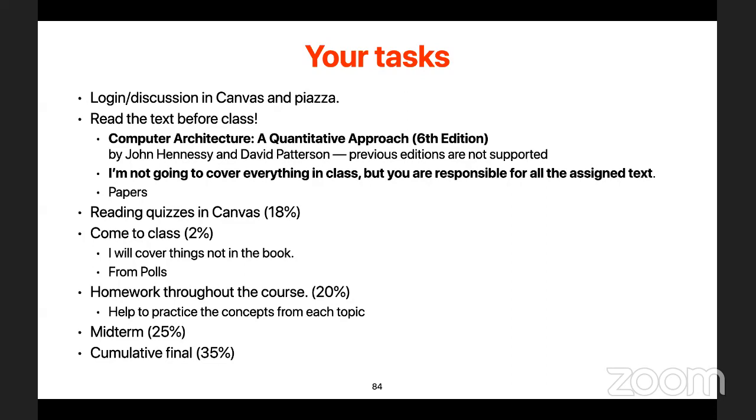So the link on the CSE 141 website for the textbook leads to a fifth edition. Is it the fifth or the sixth? Oh, sorry, the fifth edition. So this is the book for the grad version. Sorry about that. All right. So this is your task.